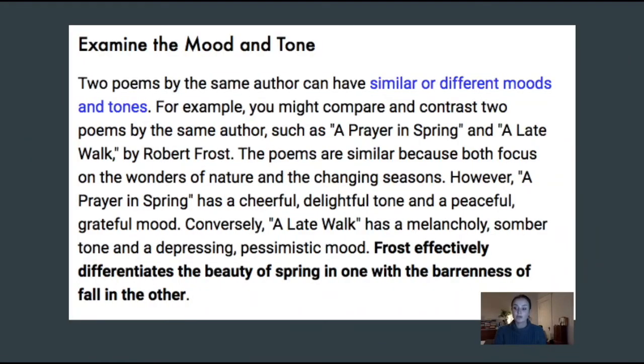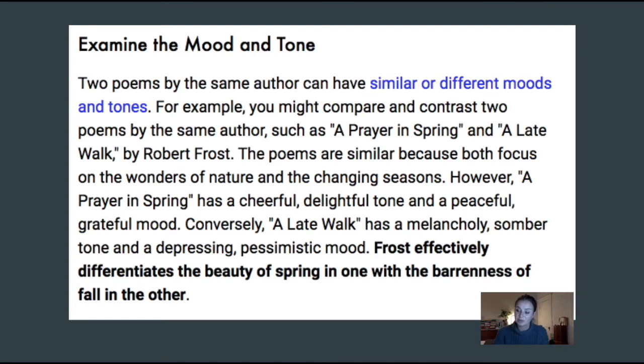I want you to pay attention to the words they use when comparing and contrasting the two poems. Examine the mood and tone. Two poems by the same author can have similar or different moods and tones. For example, you might compare and contrast two poems by the same author, such as A Prayer in Spring and A Late Walk by Robert Frost.